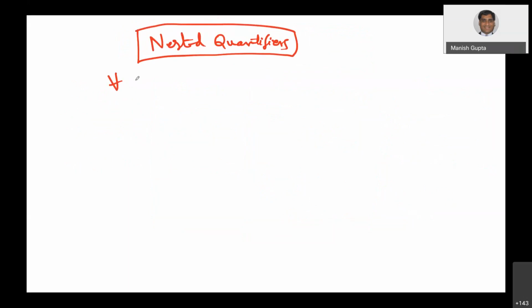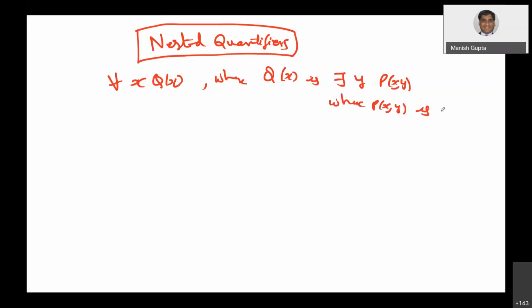So for every x, Q(x), where Q(x) is there exists y, P(x,y), where P(x,y) is x plus y is equal to 0. So this is an example of a nested quantifier, right?